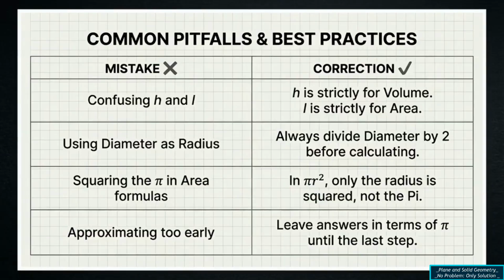Finally, this chart lists common pitfalls. Do not swap your height and slant height variables. Always divide a diameter by 2 to get your radius. And remember that in the base area formula, only the radius is squared.